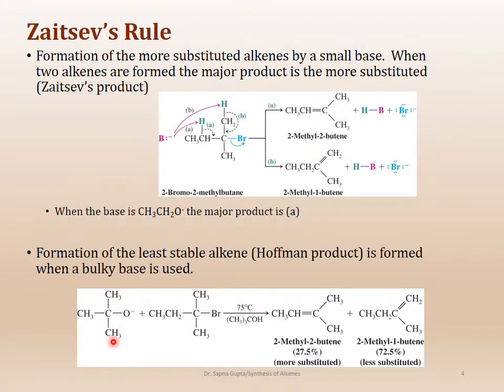If you use a big enough base, that big bulky base will not be able to access the internal hydrogens. It will be able to access only the outer hydrogens, and therefore you will end up getting a more terminal alkene. So it's not that the Zaitsev product will not form, it will be the minor one. So at least you can control the product a little bit in this case. All right, so Zaitsev's rule is where you form the more stable alkene, and the Hofmann product is when you form the less substituted alkene. Okay, so it's possible to form both depending on what kind of base you use.